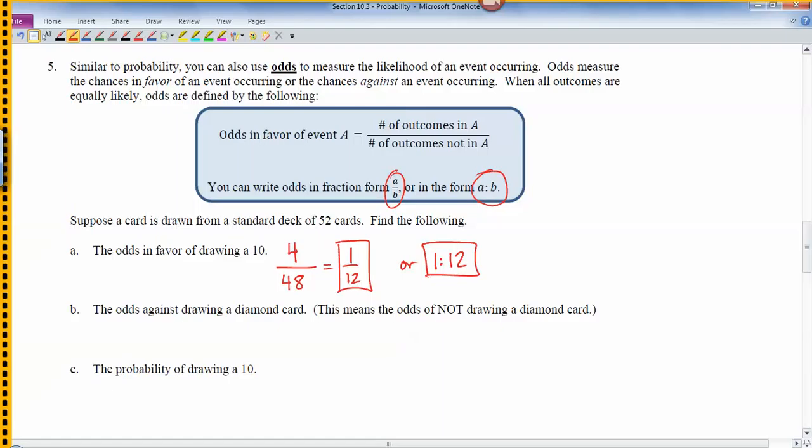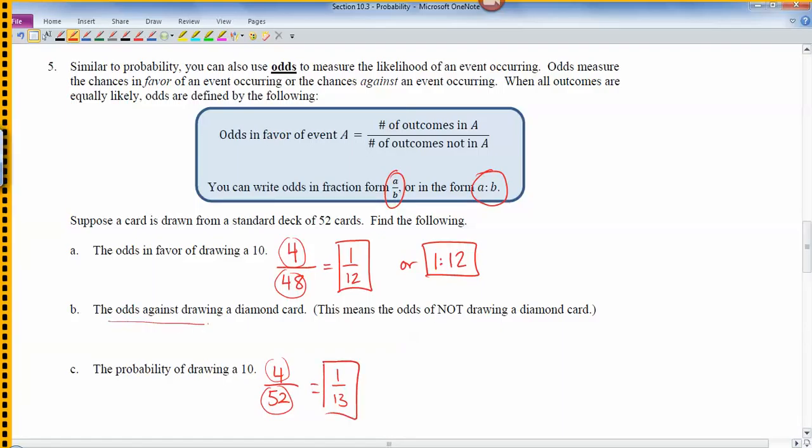Let's do C. What's the probability of drawing a 10? Well, there are 4 10s out of 52 cards. So notice the difference here. This one is how many 10s over how many not 10s. And this is how many 10s out of how many total. So this one is 1 out of 13. And if you convert that to a decimal, then it's, actually, I don't know what that is. I'm not going to worry about it. Let's just compare 1 out of 13.